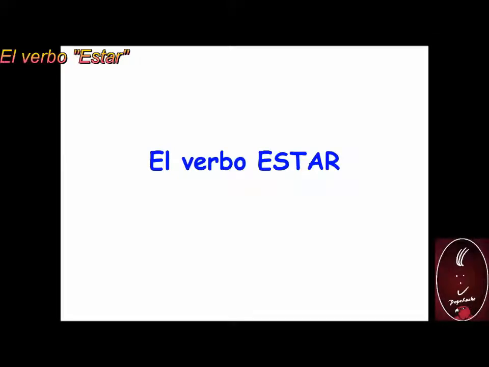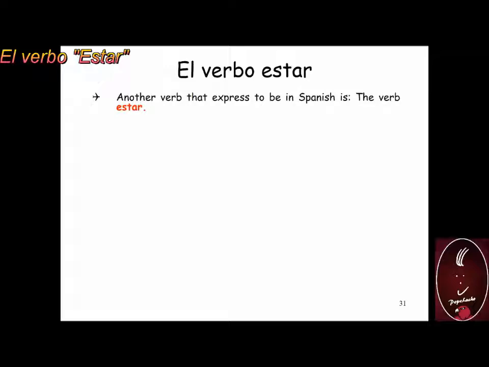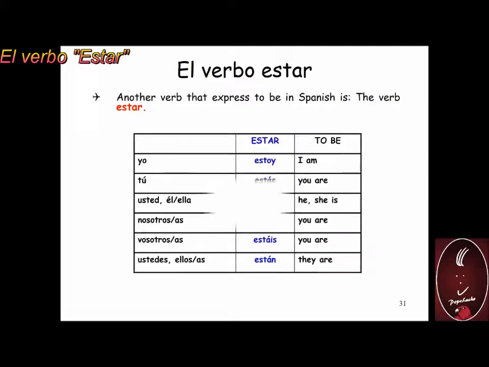Okay, in this tutorial, we're going to review the verb estar. Estar is the other meaning of the verb to be in English. Here is the conjugation of the verb estar. Estar is one of those verbs irregular in the yo form.